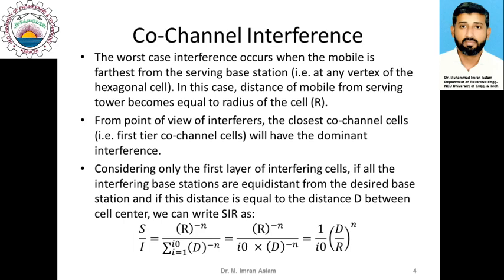Because if the distance is decreased for one of the co-channels, that is mobile is moving towards a co-channel, then that means it will be moving away from other co-channels. So if one of the distance is increased, the other will be decreased. So eventually on an average you will be getting almost the same effect again. So this expression would give you an approximate value only.